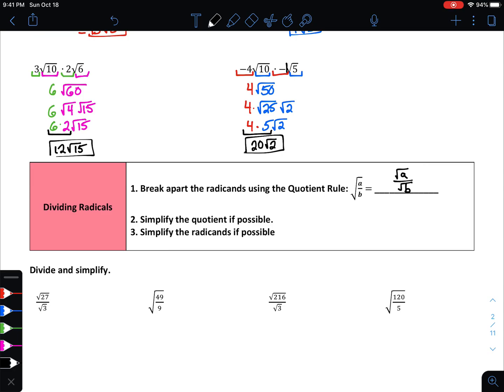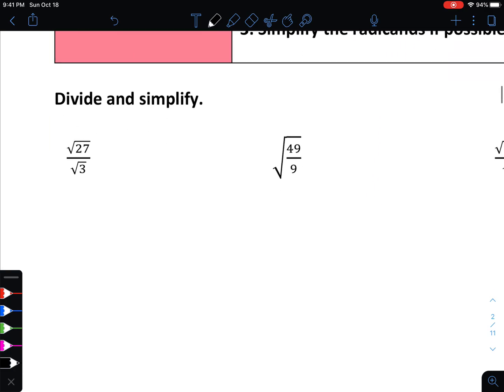All right, so let's take a look at an example of how this works. We're going to start with a pretty easy one. So we've got the square root of 27 divided by the square root of 3. So we're going to divide those numbers. Square root of 27 divided by 3. 27 divided by 3 is 9. And then remember, we have not taken a square root yet, so that's going to stay as the square root of 9 for right now.